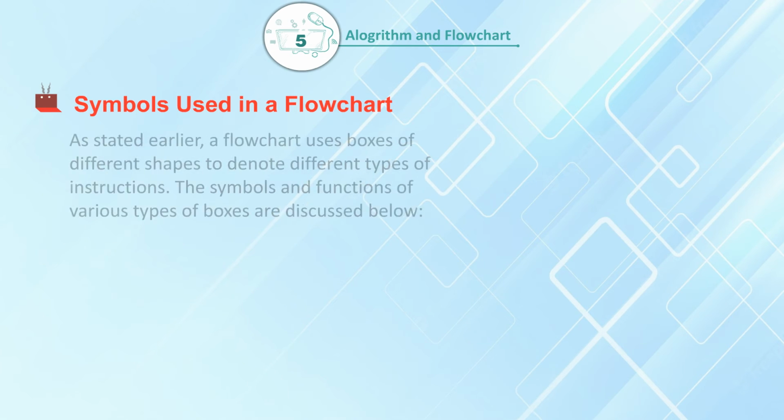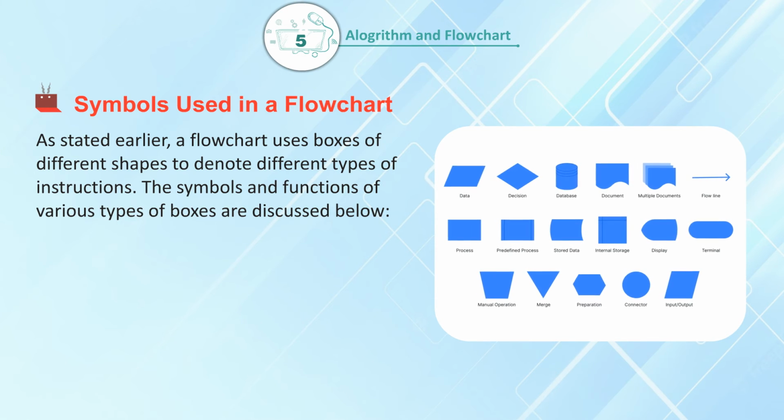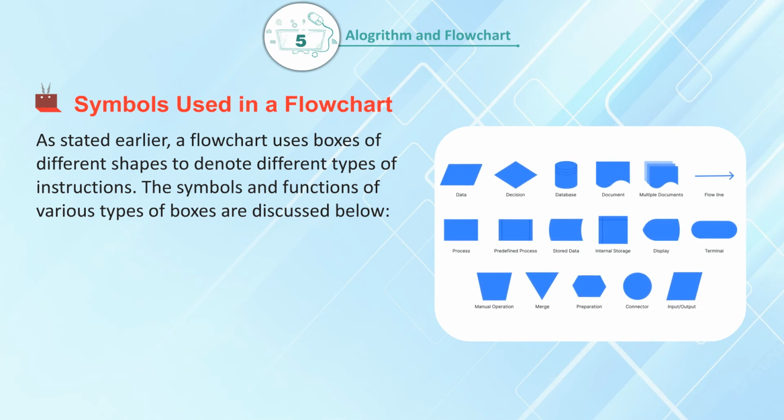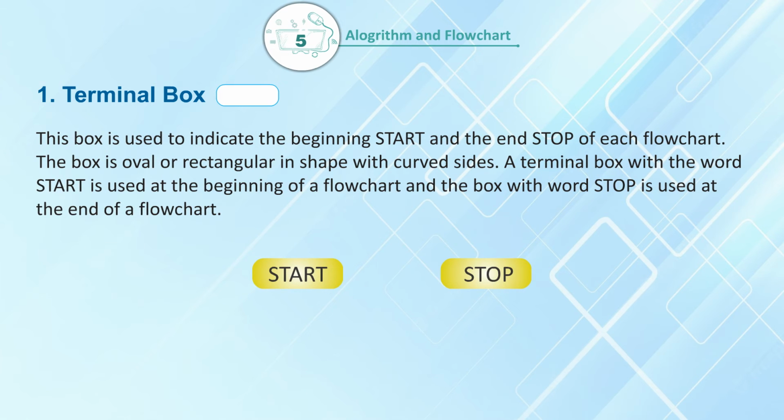Symbols used in a flowchart. As stated earlier, a flowchart uses boxes of different shapes to denote different types of instructions. The symbols and functions of various types of boxes are discussed below. Terminal box. This box is used to indicate the beginning start and the end stop of each flowchart. The box is oval or rectangular in shape with curved sides. A terminal box with the word start is used at the beginning of a flowchart, and the box with word stop is used at the end of a flowchart.